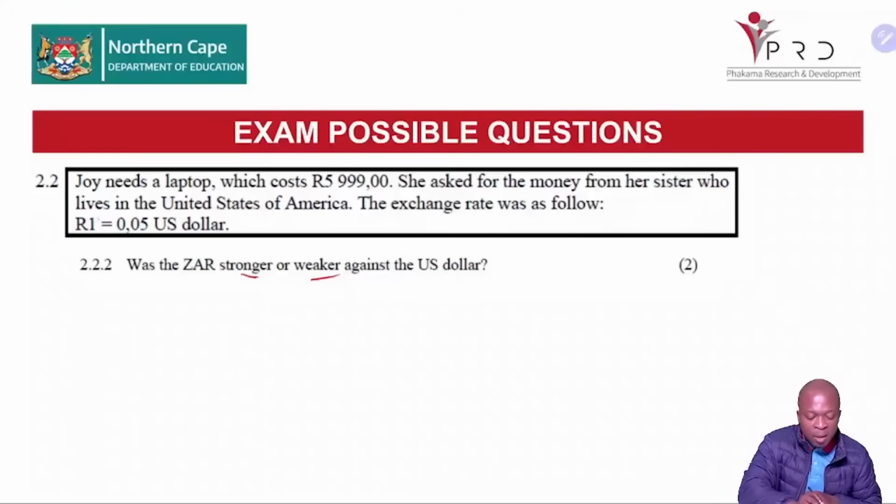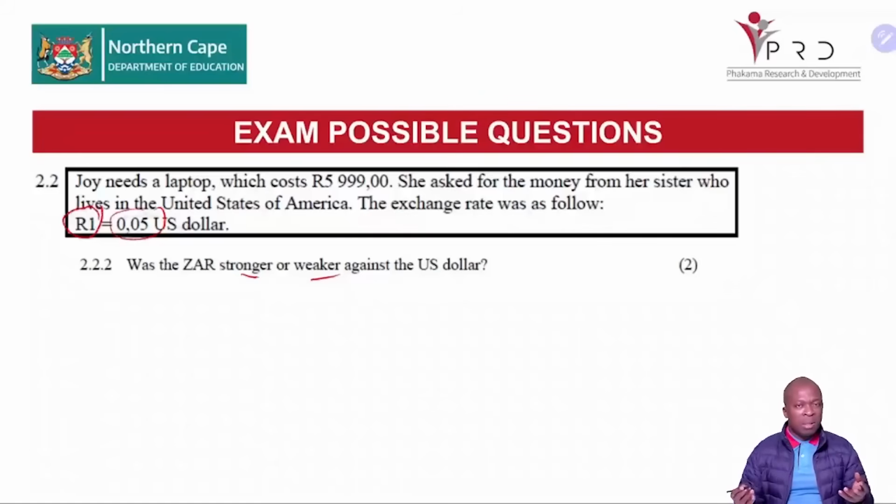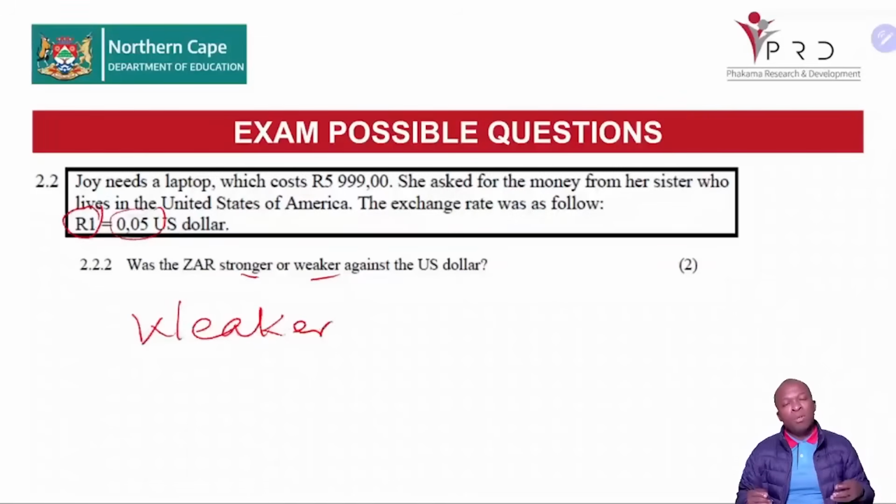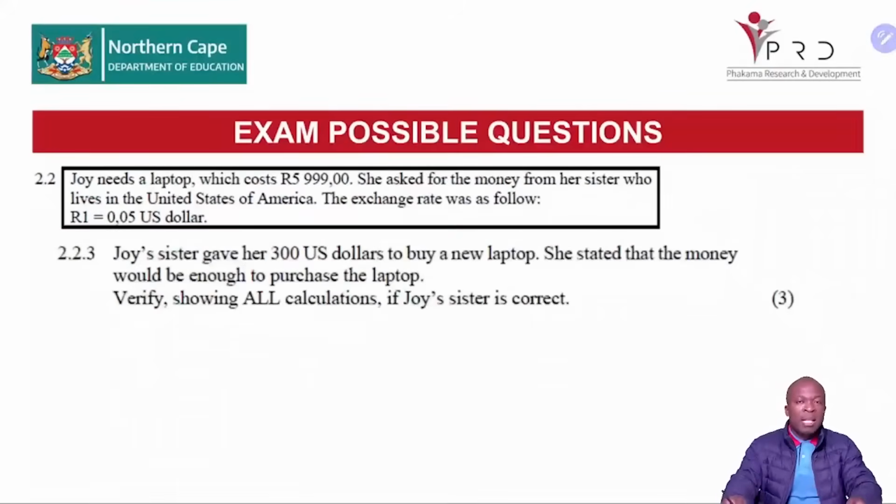So let's look here. When we have 1 rand, we get only 0.05. So, is the rand stronger or weaker? It is weaker. How do we know? Because we are using more of our currency, but we are getting only less of the other currency. Are we together? That's how we write. So you will be saying it was what? Weaker. And why? Because we use more of our currency to get less of the other currency.